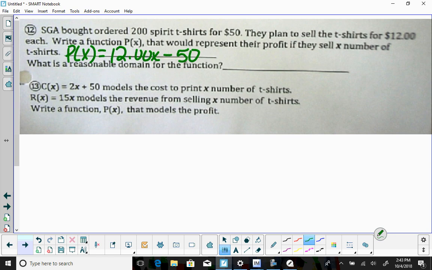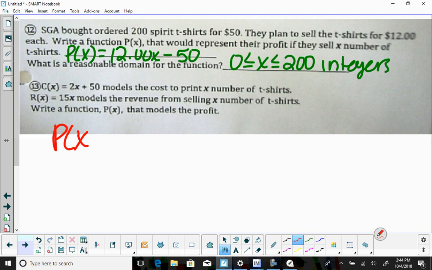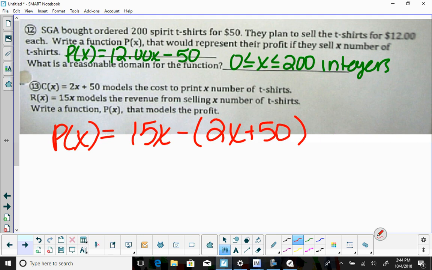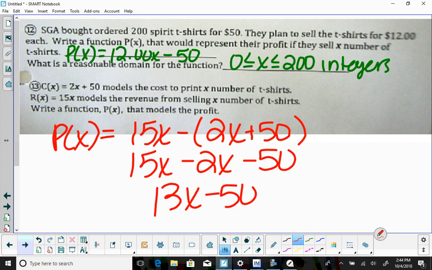and they can sell up to 200 shirts. And again, that has to be integers only. All right, and number 13 is going to give me the cost of, again, profit is going to equal revenue minus cost. So our revenue here is 15x minus our cost is 2x plus 50. And when you distribute your negative sign, we're going to get 13x minus 50 is equal for our profit.